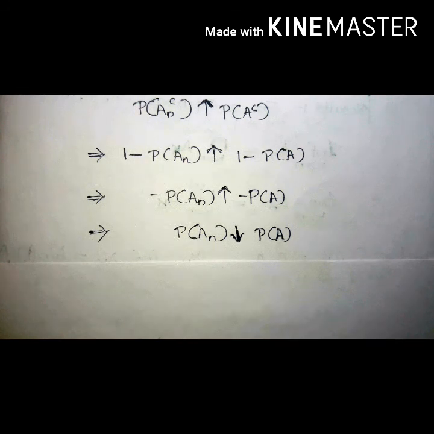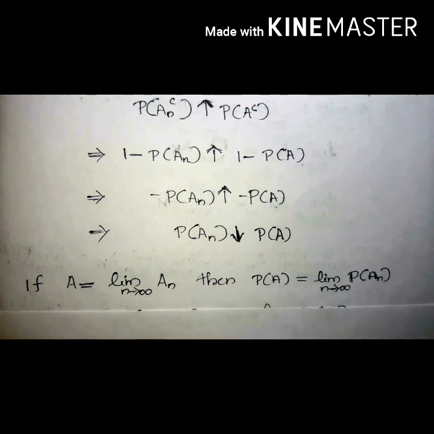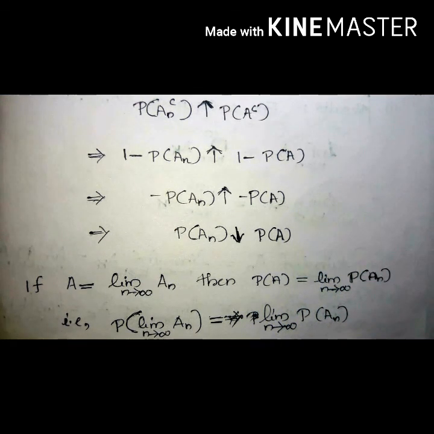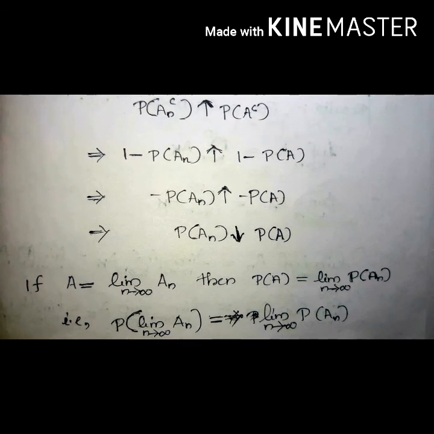Now concluding 1 and 2, continuity of P can be written as: if A is the limit n tends to infinity An, then P of A equal to limit n tends to infinity P of An. That is, P of limit n tends to infinity An equal to limit n tends to infinity P of An. That is, P and limit are interchangeable. But this result is only for monotone sequences, that is, either decreasing or increasing sequences.